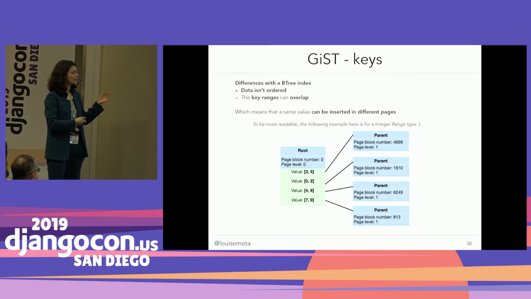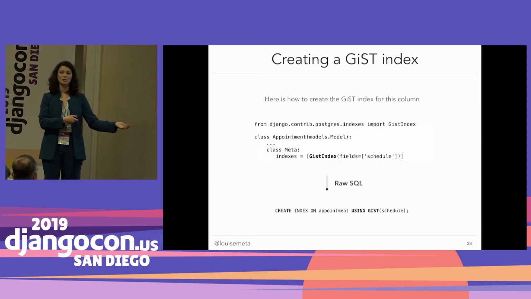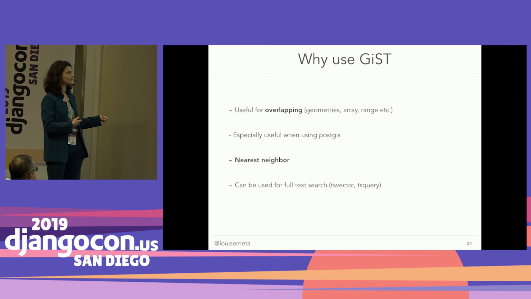So the same value can be inserted in several places, which is why if you build your own Gist index, you'll have to be very careful because you can end up with bad performance, but you can trust the people who build Gists for PostGIS. When you create a Gist index, again, it's very simple. It's in contrib Postgres indexes. You can just use Gist index, or again, you can use create index using Gist.